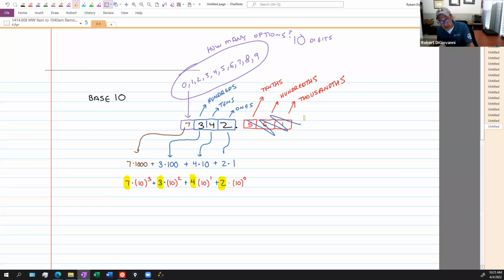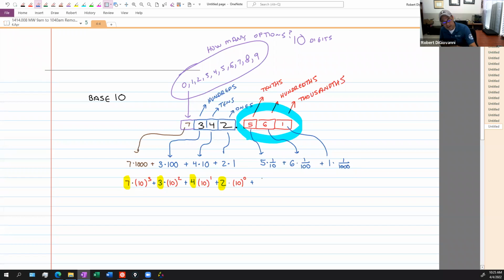Let me go backwards here. Let me see if this really makes sense to you. What if I continue this decimal place? I'm focusing on this part right here. This 5 is how many? This would mean I have 5 tenths. This would mean I have 6 hundredths. And this 1 would mean I have 1 thousandth.